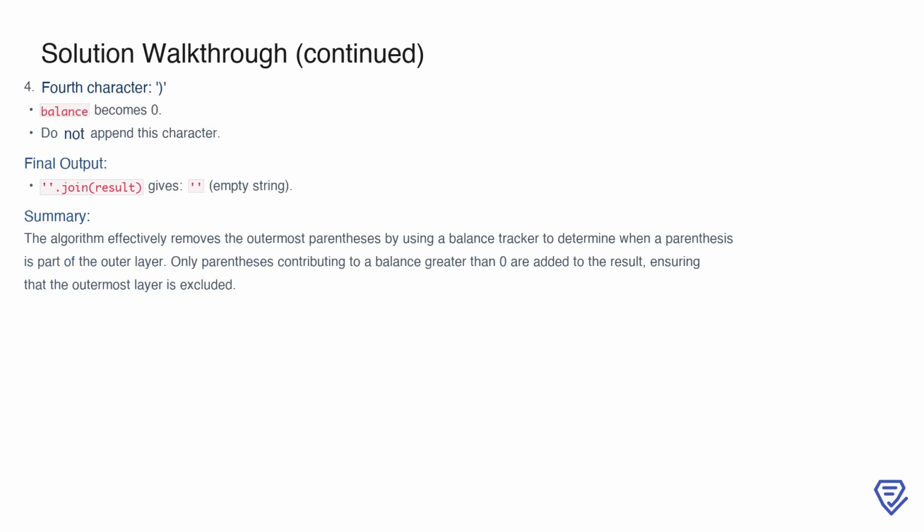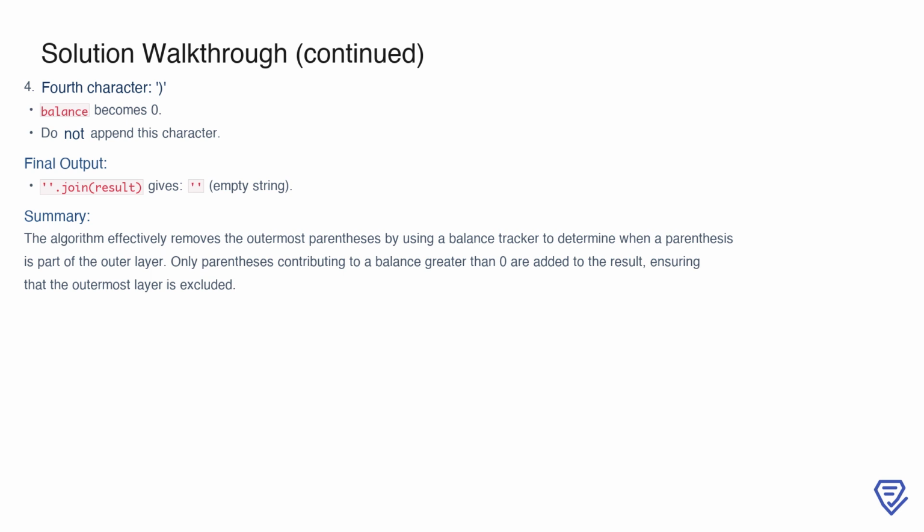The fourth and final character is a closing parenthesis. Decreasing the balance back to 0 shows that this parenthesis closes the outermost layer, so we do not append it to result. After processing all characters, the result list remains empty. Joining its elements results in an empty string as the final output.